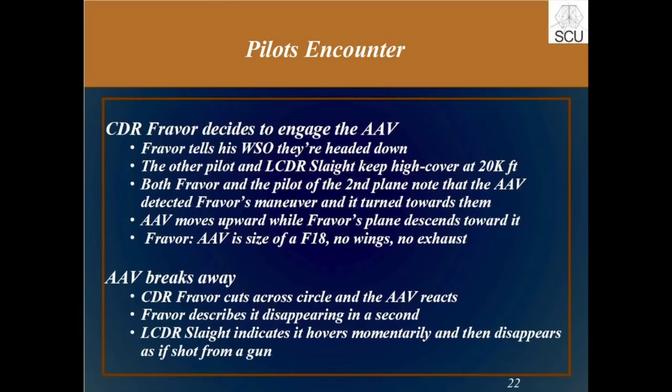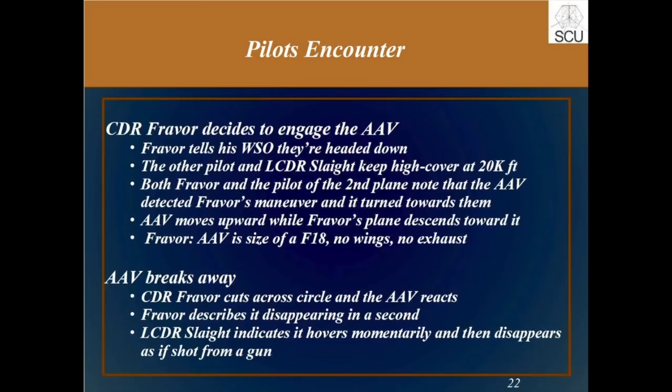At this point, Fravor decides he's going to go and investigate what's down there. So Fravor tells his WSO in the back seat, we're headed down. Meanwhile, the other pilot and Lieutenant Commander Slade maintain high cover at 20,000 feet. So they're up here, and Fravor's plane is headed down here. All right, so as they go down, Fravor notices this object is about the size of an F-18. He sees no wings, he sees no method of propulsion, yet this object is able to move around rapidly.